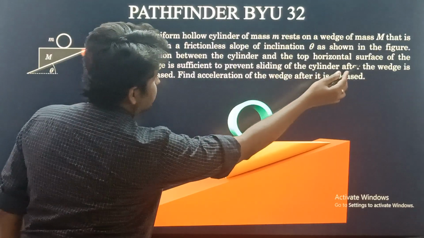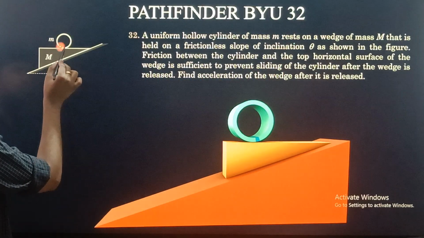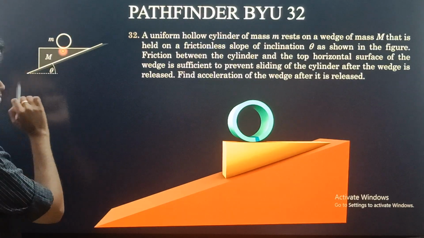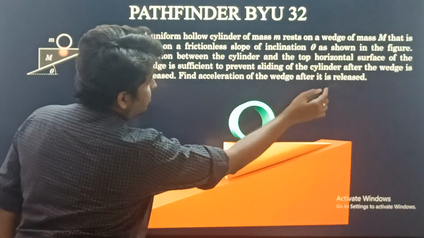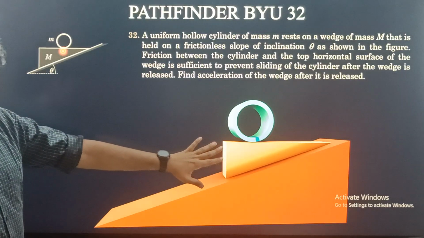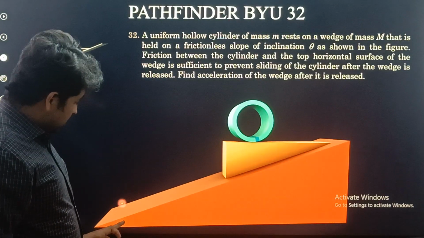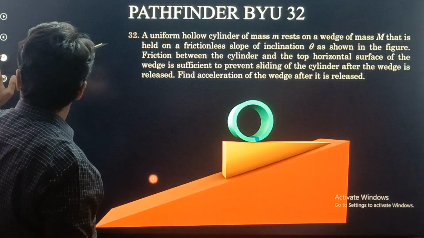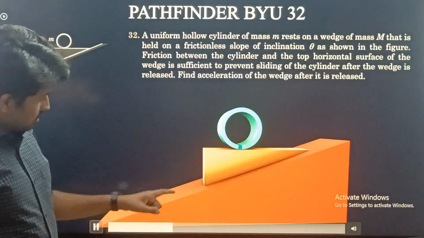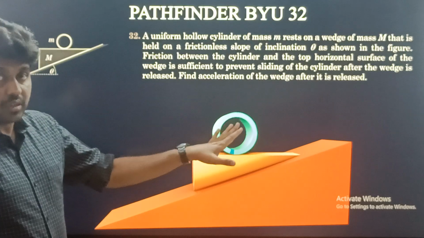Friction between the cylinder and the top surface of the wedge is sufficient to prevent sliding. So basically he's saying that when the motion is going on, there is no slipping between the cylinder and the surface here. Find the acceleration of the wedge after it is released. So just after this system is released, what is the acceleration of this wedge? Let us have a look at the animation here. You can see the wedge sliding down and the cylinder is pure rolling on top of the wedge.